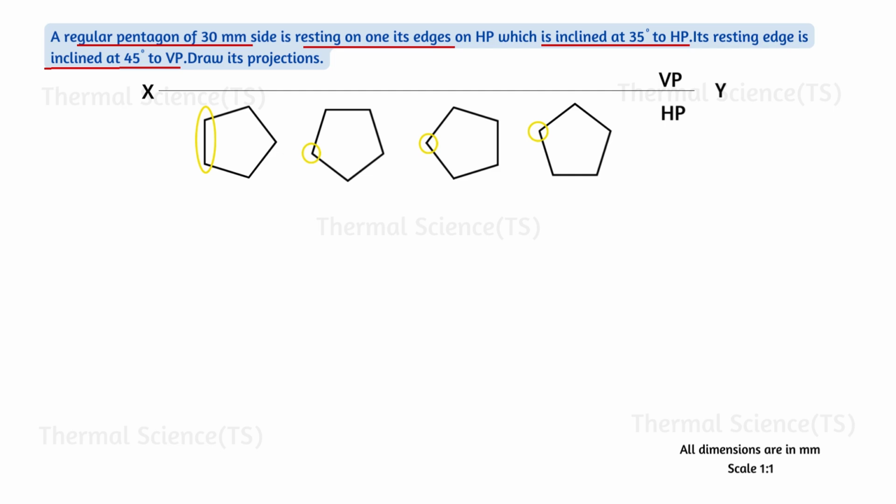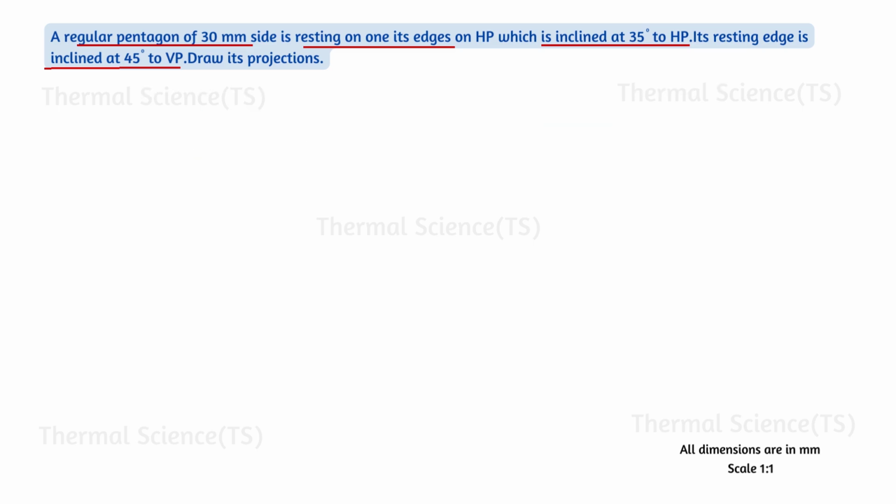In this question, the pentagon is resting on one of its edges on ground. So we are going to draw its pentagon. First, draw a line. Name it as XY and mention the planes VP and HP. For planes resting on HP or ground, we should draw the top view below the XY line.